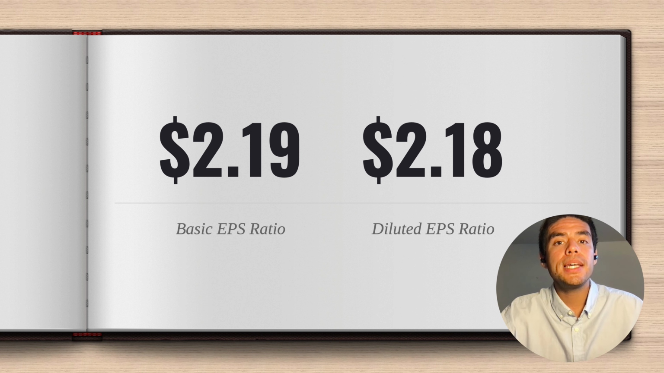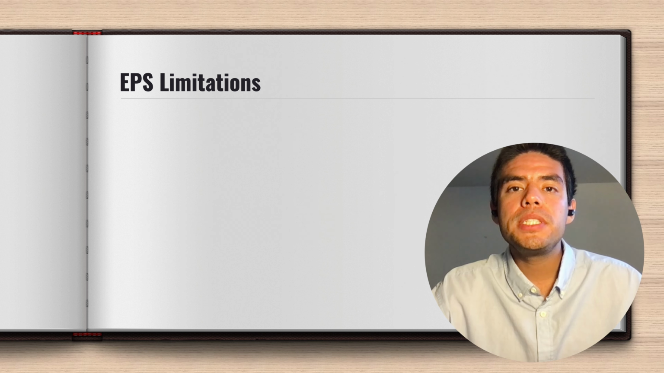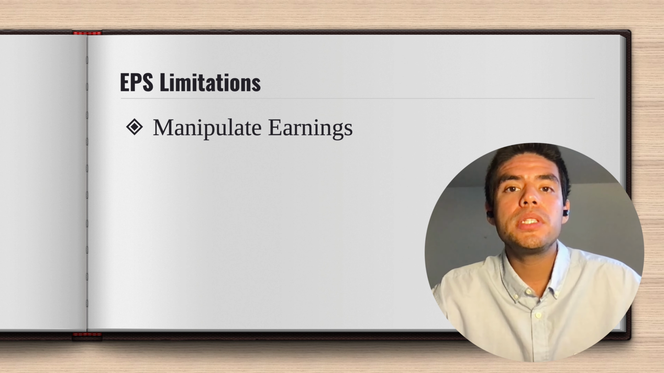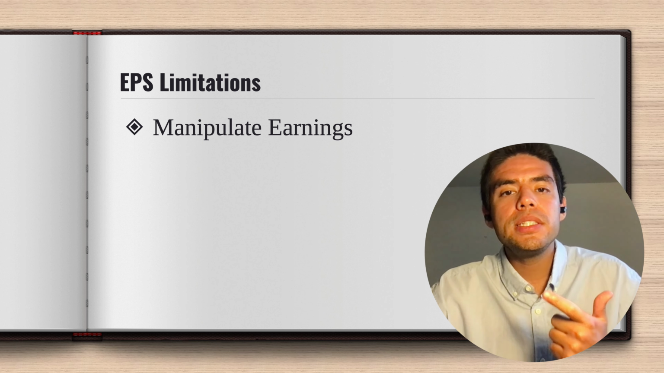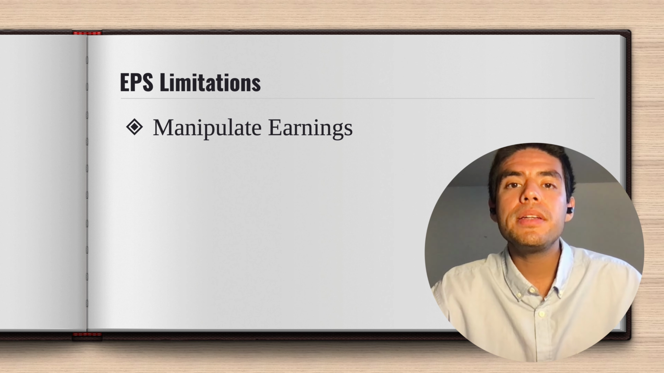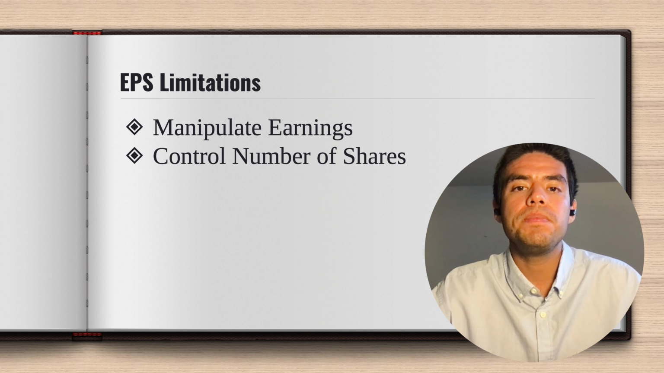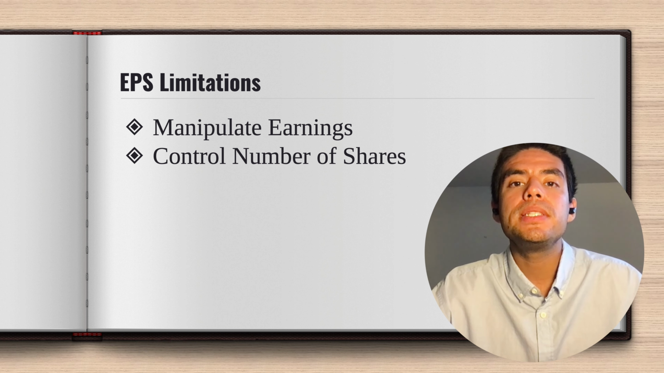Now let's move on to the next important topic, which is the limitations the EPS ratio has. The first limitation is the company's ability to manipulate earnings. A company can delay or defer expenses to future periods, which will boost the current EPS. This can include postponing necessary maintenance costs, R&D expenditures, or marketing expenses. Another limitation is a company's ability to control the number of shares in the calculation. If a company decides to increase its number of shares, it could thus decrease its EPS value. On the other hand, if a company decreases its number of shares, it can increase its EPS value.